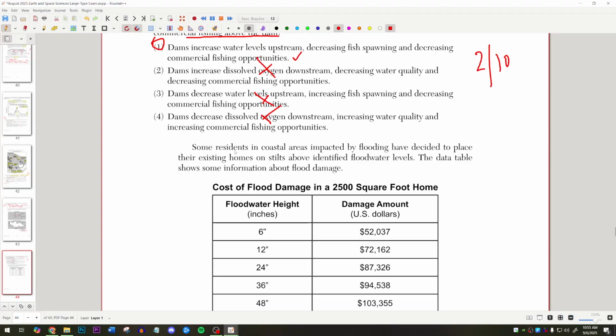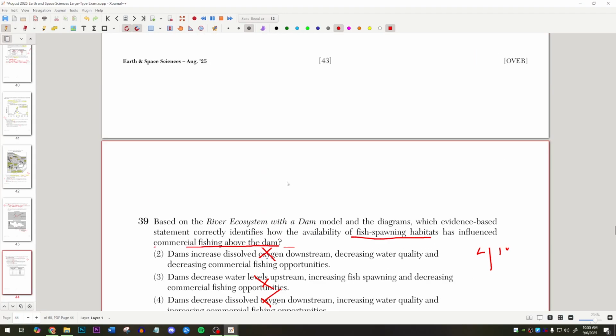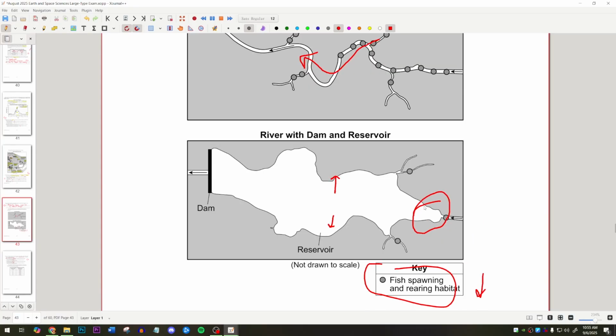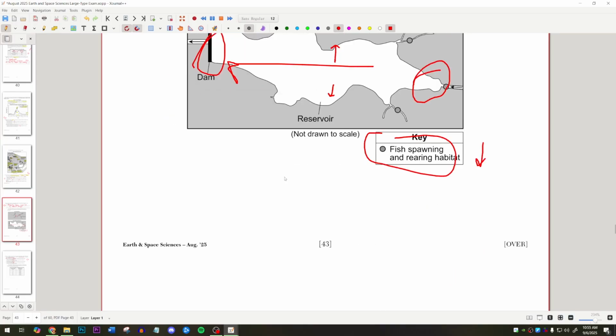By the way, I just want to go back. Upstream means like up here, like in the beginning of the stream. And downstream is like over here. Same with here, downstream, upstream.